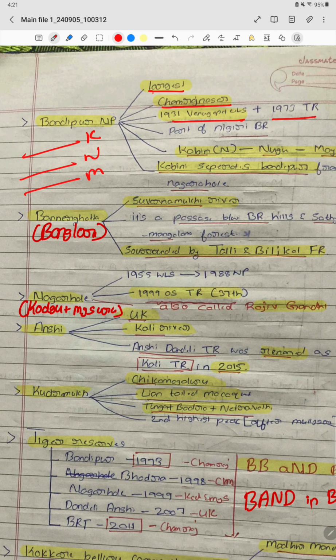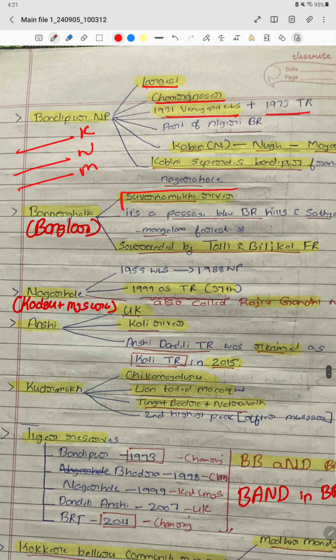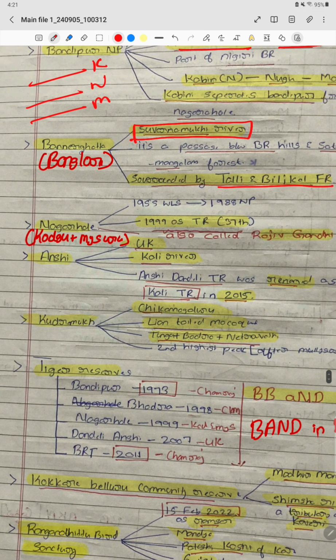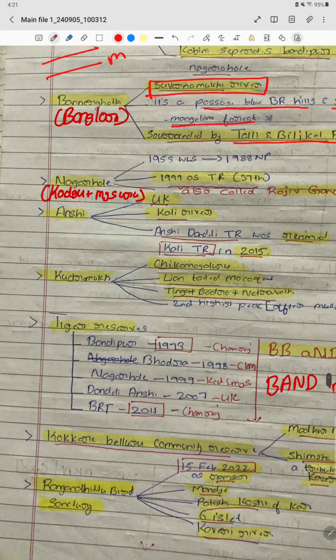Then we have Bannerghatta. It is in Bangalore. We all know that. Which is the river that flows through Bannerghatta? That is Suvarnamukhi River, and it is surrounded by Talli and Baikala forest ranges. And it is also a passage between the Biligiri Rangana Hills and the Satyamangalam Forest Reserve.